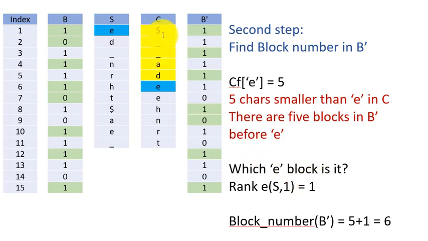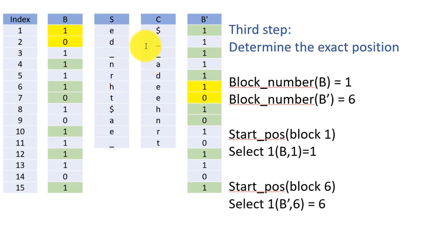And then all we need to do is, because we already calculated 5 blocks smaller than E, we just add 5 plus this 1, which should be the block number of B prime. 1, 2, 3, 4, 5, 6 should be here, this block. And now we know that the index of 2 is in block 1 of the B column, and then block 6 in the B prime column.